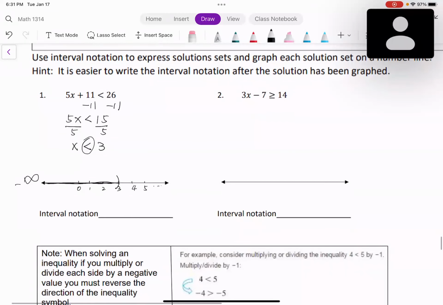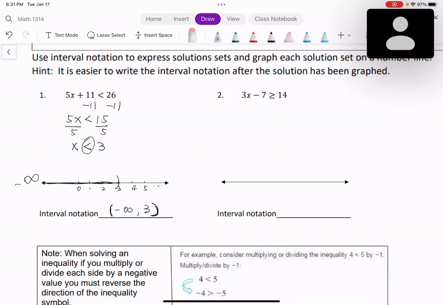For the interval notation, from the small number, which is negative infinity, to 3. The 3 and negative infinity all have parentheses, because for negative or positive infinity, you cannot have this bracket.